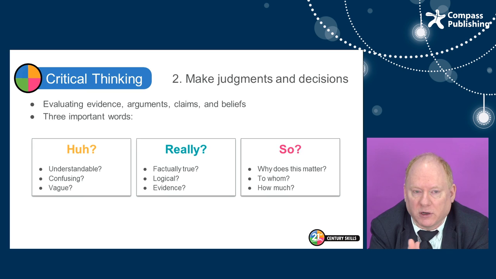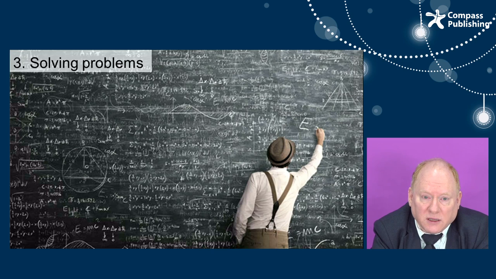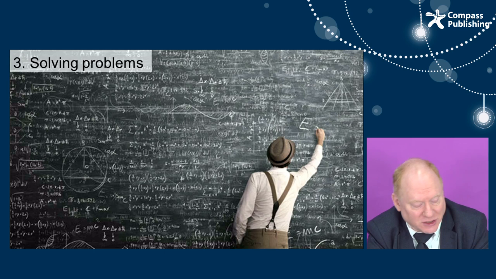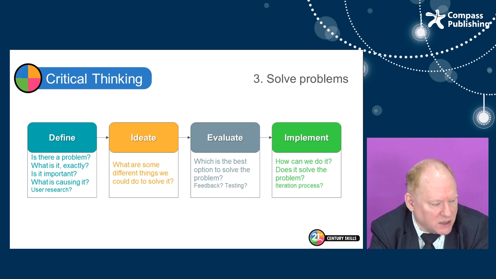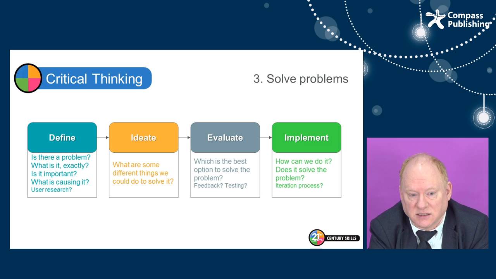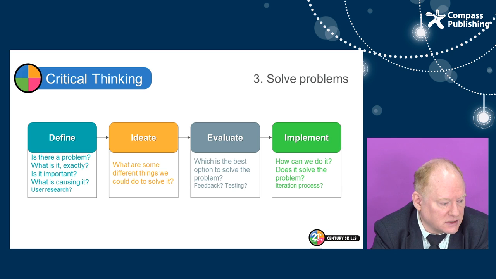So when we're doing those kinds of things, that gets us ready for solving problems. Don't be afraid. Solving problems is where the fun happens, right? Because now we come up with solutions using a few techniques. And one technique can be called define, ideate, evaluate, and implement. Now, what does that mean? Well, when we define, we say, is there a problem? What is it exactly? We try to specify what the problem is. Ideate, we try to come up with ideas for those. Some of them will be horrible, some of them will be good. Maybe just one of them will be good. Maybe none of them will be good, but we try to come up with these ideas.